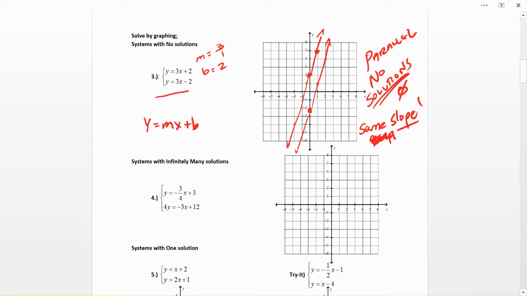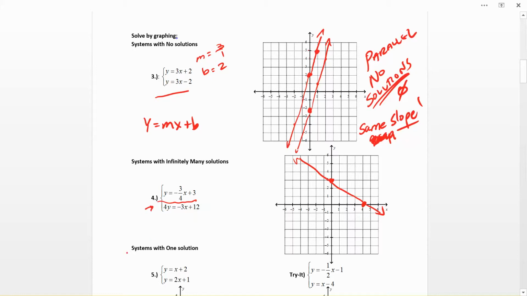Another case here, let's look at these two equations. I can start by graphing the first line here. It's in slope-intercept form, so I'm ready to go. My y-intercept is 3. My slope is -3/4, so I'm going to go down 3 and over 4 to get my second point. And I'm going to take those 2 points and graph the line and connect the points like that.